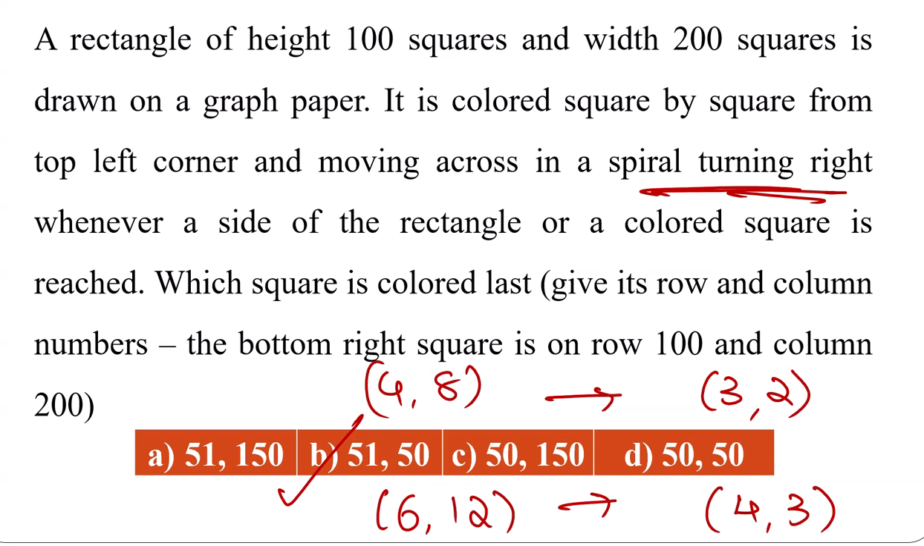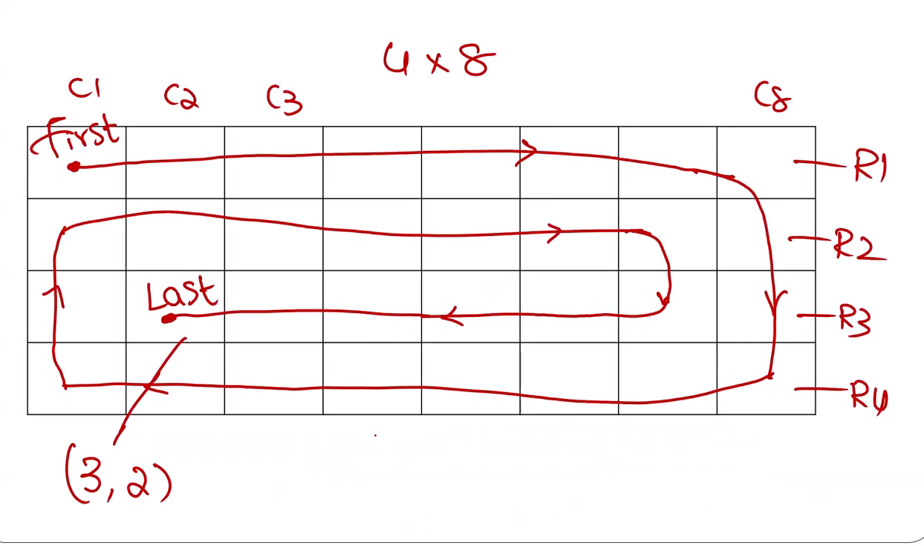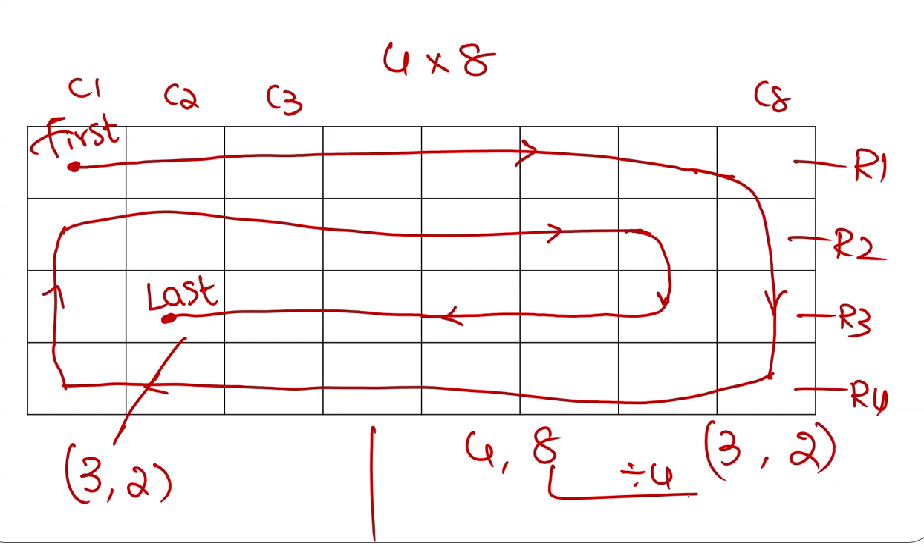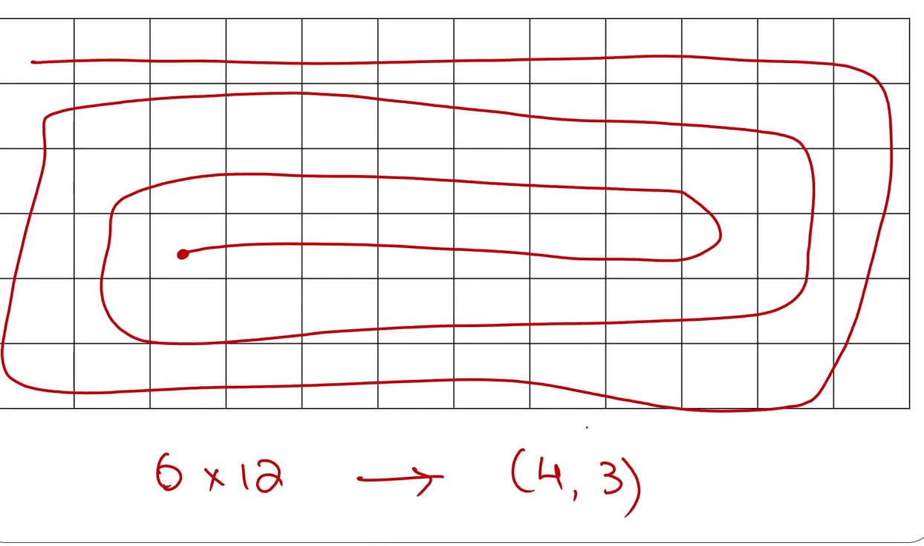You know what the column is? Total number of columns divided by 4 is the answer. What I mean to say: 4 and 8, 8 divided by 4 is 2. And the row is plus 1 for that. Is that simple? You check here also. 12 divided by 4 is 3. Plus 1 is what row?